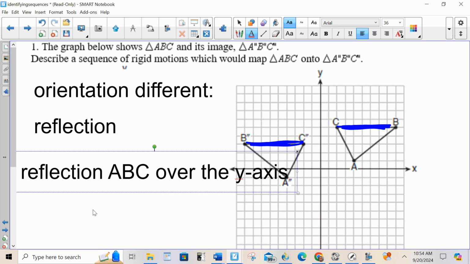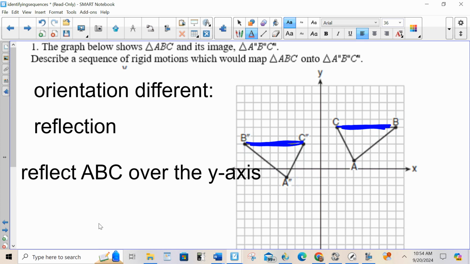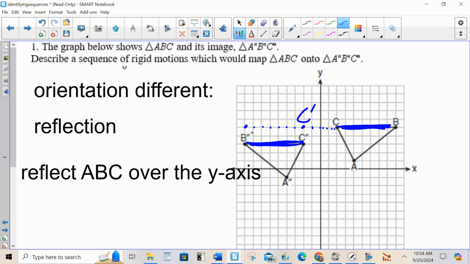Now I'm going to do the reflection. I'm going to count to what I'm reflecting over. 1, 2, 1, 2. That's C prime. B prime is 1 through 9, and again 1 through 9. A prime is 1, 2, 3, 4, and again 1, 2, 3, 4. Technically, you could just do one point. You don't have to do all of them, but I'd rather do all of them.